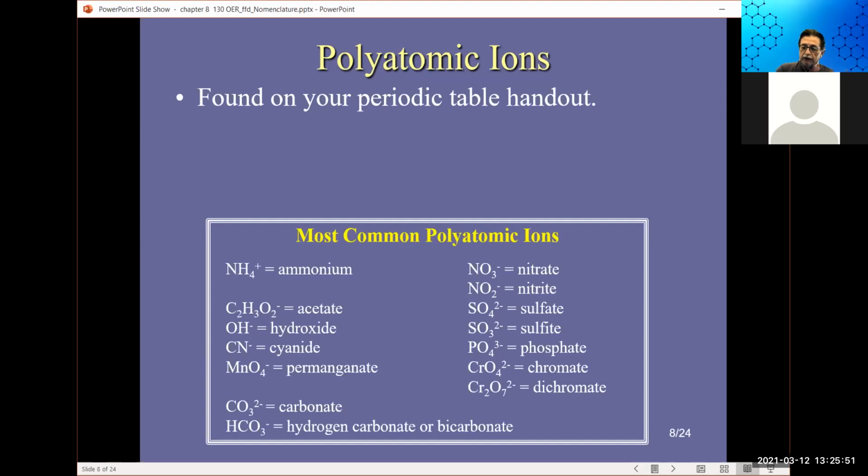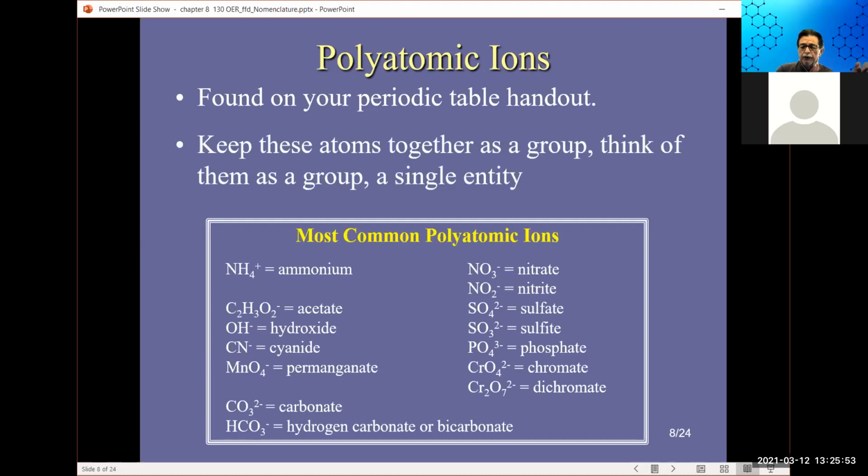These in the table are the most common ones that we utilize. And the thing to remember here is that they're kept as a group. So if I need 2 nitrates, 2 NO3s, I would put a parenthesis around the NO3 and put a subscript 2. Okay. I would not change the nitrogen to a subscript 2 and the oxygen to a subscript 6. What do I mean by that? Well, let me give you specifics.